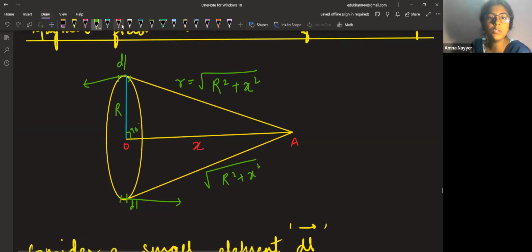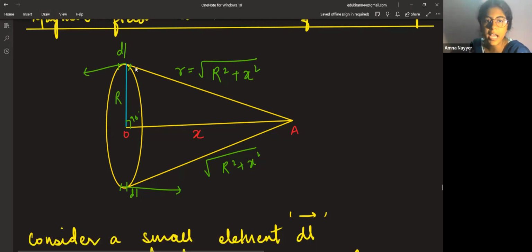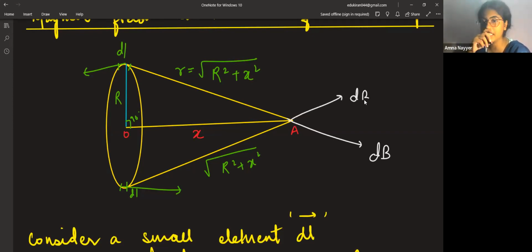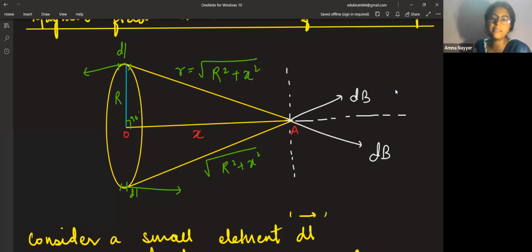Now see, coming to magnetic field. Due to this point, there will be a magnetic field dB. Due to this point, there will be a magnetic field dB. Now we need resolution. We have to resolve all these vectors in order to solve everything along the x and y axis.